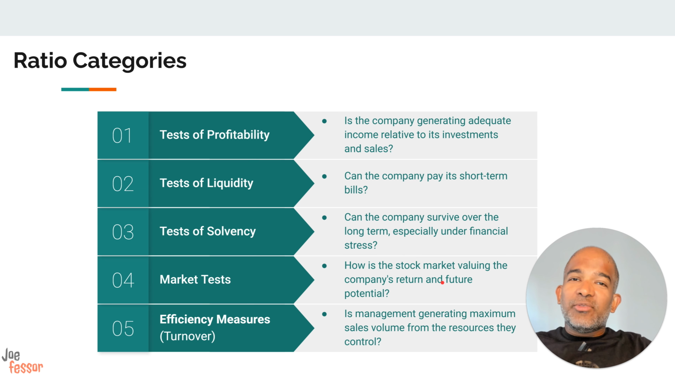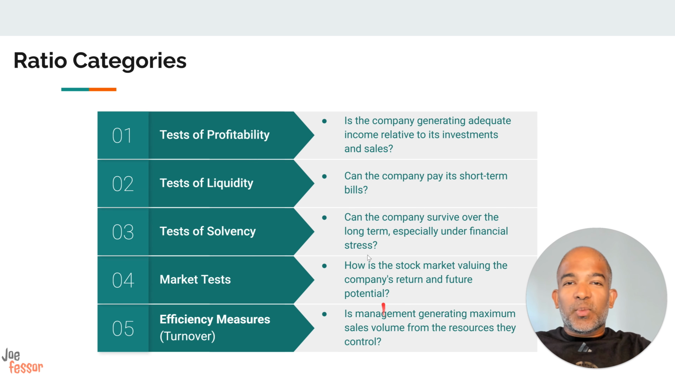Category 4, market tests. These relate the company's financial performance to the current market price of its stock, showing how the market values the company's return and future potential. Category 5, which is efficiency measures. These ratios assess how effectively management utilizes assets like inventory and fixed assets to generate maximum sales volume from the resources they control.